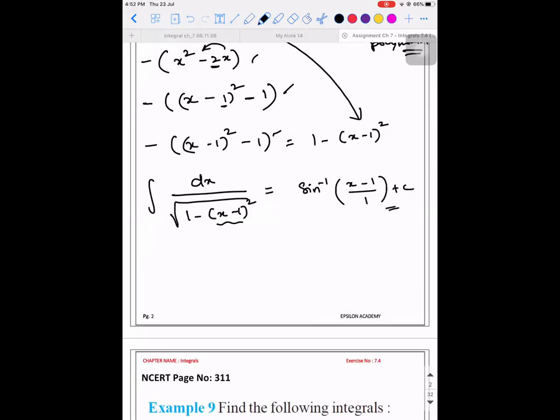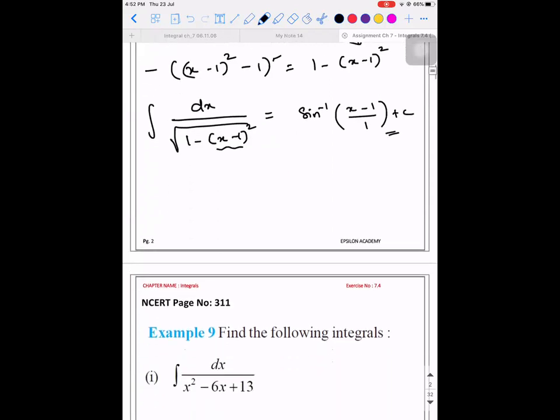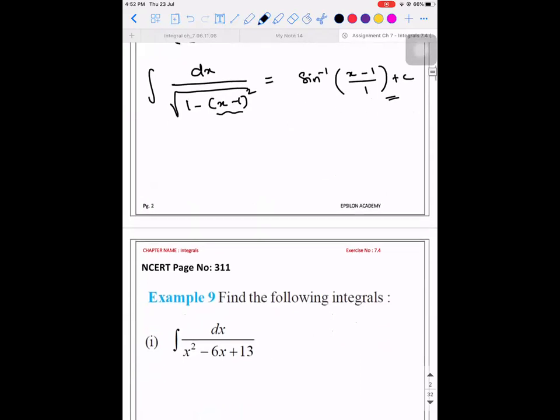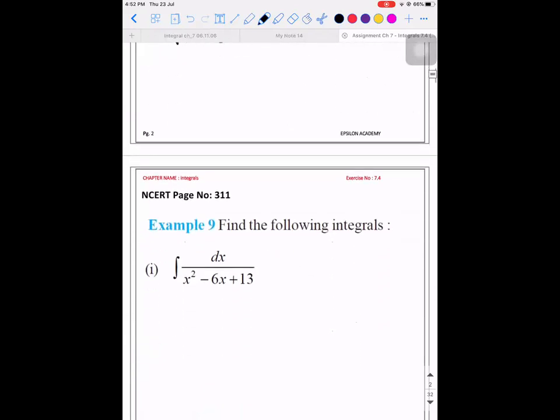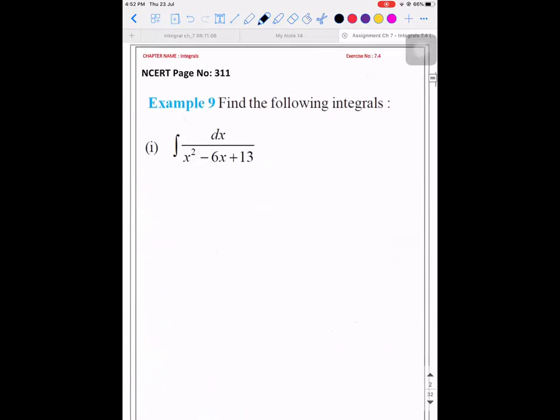Are you guys able to understand? So this is how we need to solve the problems. You can try out a few more examples. I'll continue in the next class.